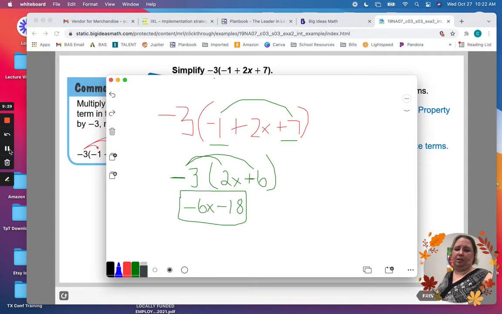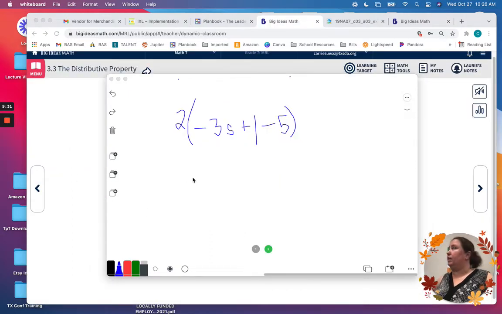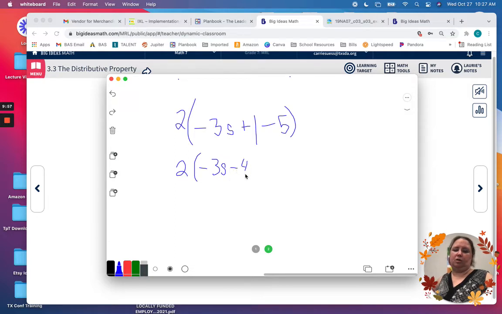Okay, 7th grade, here's number 4. So you're going to simplify like terms first. What are like terms in here, Ricky? No, this has an S with it. 1 and 5. They don't have any variables. So what's 1 minus 5? Negative 4. So I'm going to say 2, negative 3S. None of that changed. 1 minus 5 gave me negative 4. So all I did was simplify on the inside to start with.